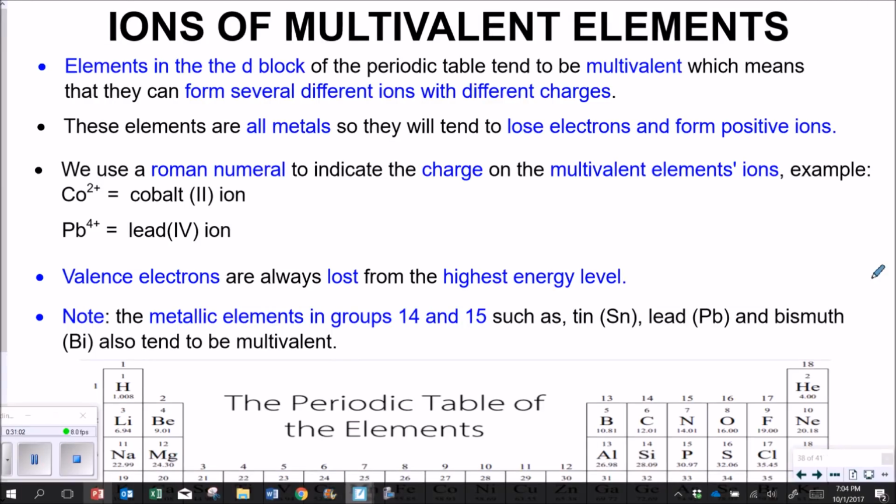The elements in the D block of the periodic table tend to be multivalent. What does that mean? It means that they can form several different ions with different charges. These elements are all metals, so they will tend to lose electrons and form positive ions.